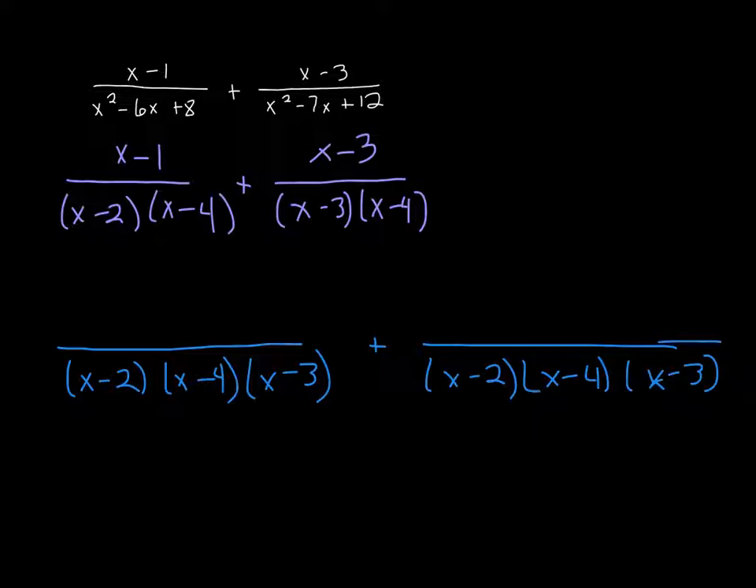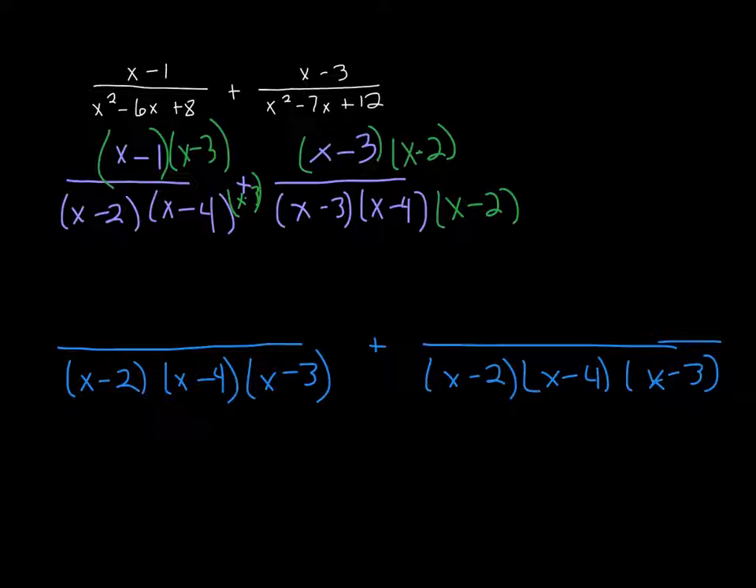Now our first denominator, we are missing an x minus 3. And we need to remember that this is a group. And in the second group, I'm missing an x minus 2, or the second fraction. So we have here x minus 1, x minus 3. Over here we have x minus 3, x minus 2.